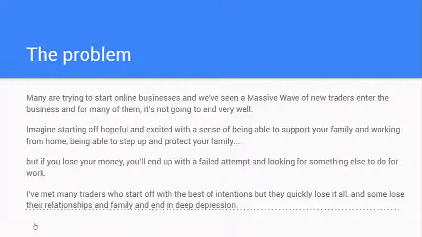Imagine starting off hopeful and excited with a sense of being able to support your family and working from home, being able to step up and protect your family. But if you lose your money, you will end up with a failed attempt and looking for something else to do for work. You're going to have to go out and get another job, or start something else. I've met many traders who start off with the best of intentions, but they quickly lose it all. They're out of control. They don't seek help. They don't stop. And some of these people that lose all of their money, I've seen them. I've traded with some of them in these chat rooms.